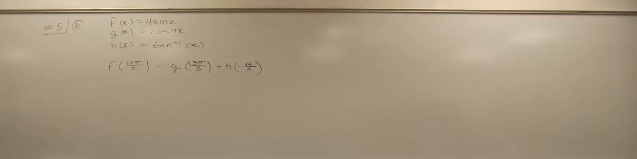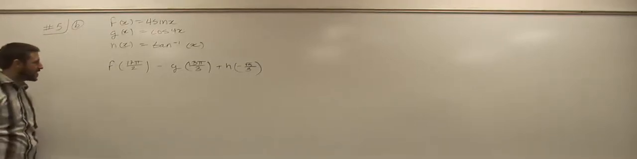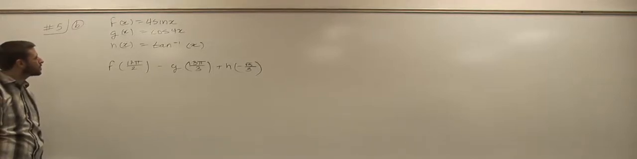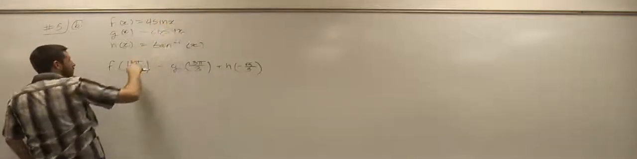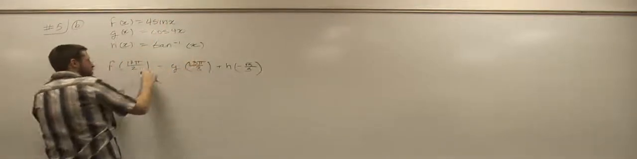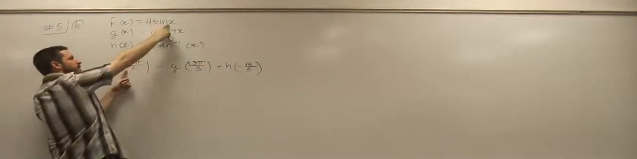So how do we do it? Very carefully, that's right. What should I start doing? 17 over 2 into that. Right, so each one of these is function evaluation. You have to plug what you're given into the correct function.